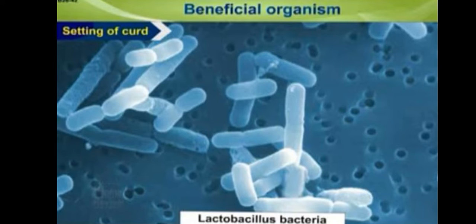We all know that microbes are of two types, useful and harmful microbes. Some microbes are beneficial for us. They help us in our day-to-day activity. We will discuss some of those microbes. First, I would like to tell you about the lactobacillus bacteria. These microbes convert milk into curd. That is, they help in setting of curd.